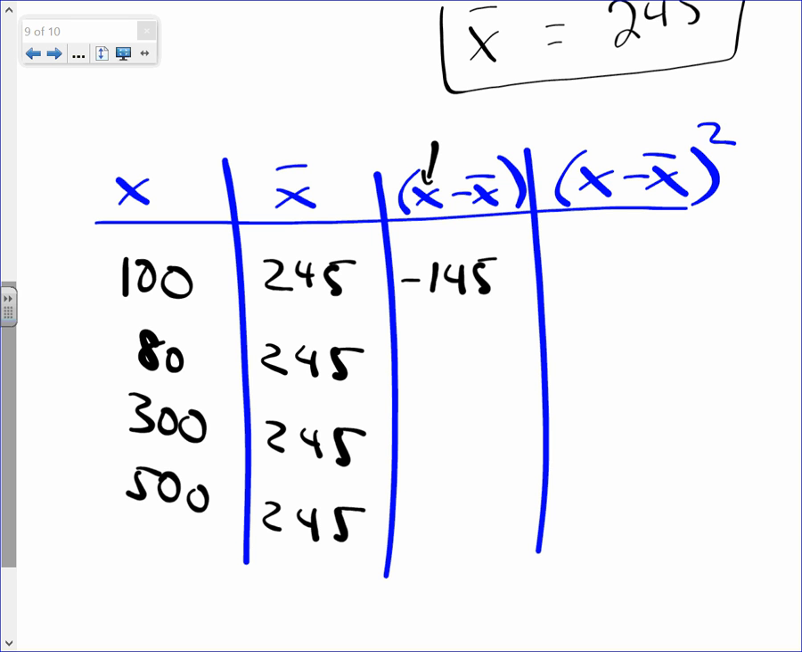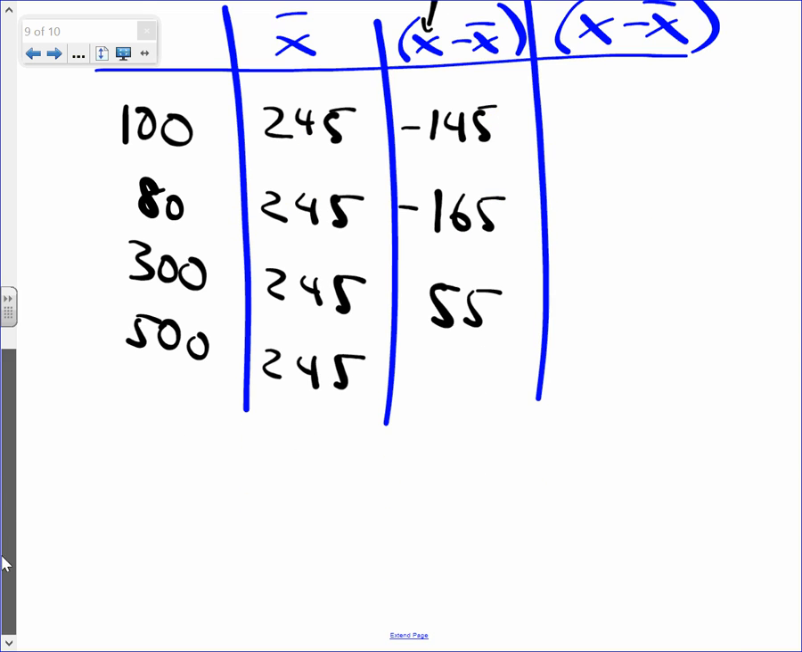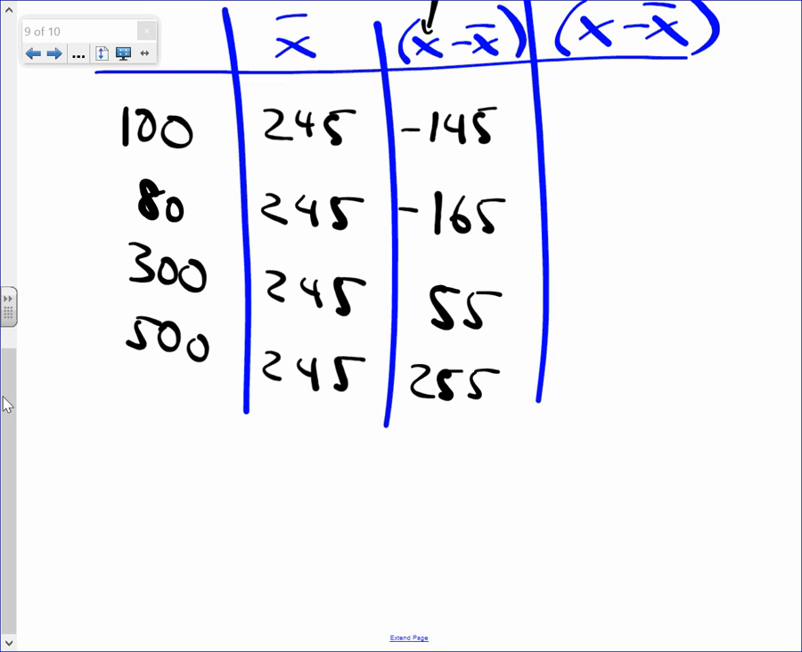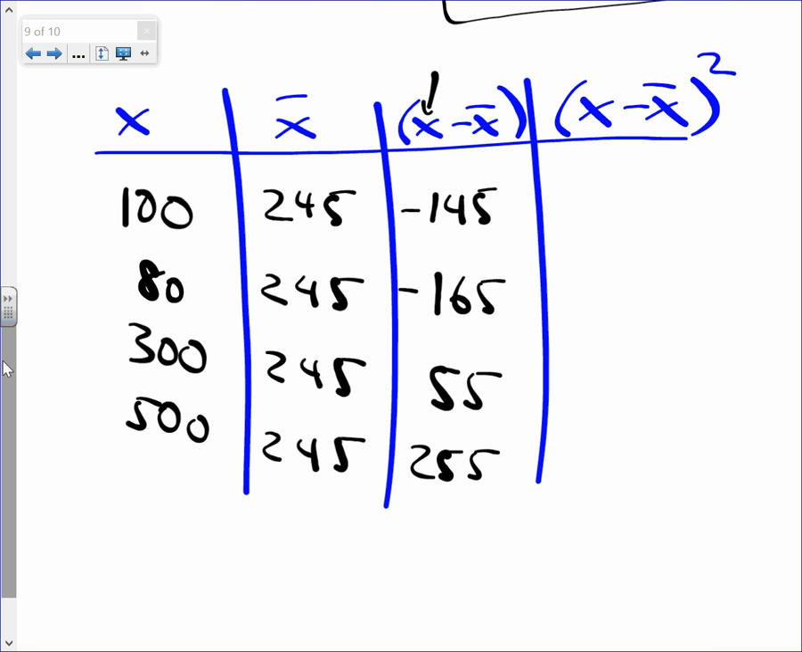80 minus 245, negative 165. Cool. 300 minus 245, I want to say is 55. Positive, notice. And 500 minus 245, 255. Nice. There's step 2. We just did what Garcia read a little while ago. We figured out the deviation of each observation, each data value, from the mean. Cool. Franco, read step 3 for me now.